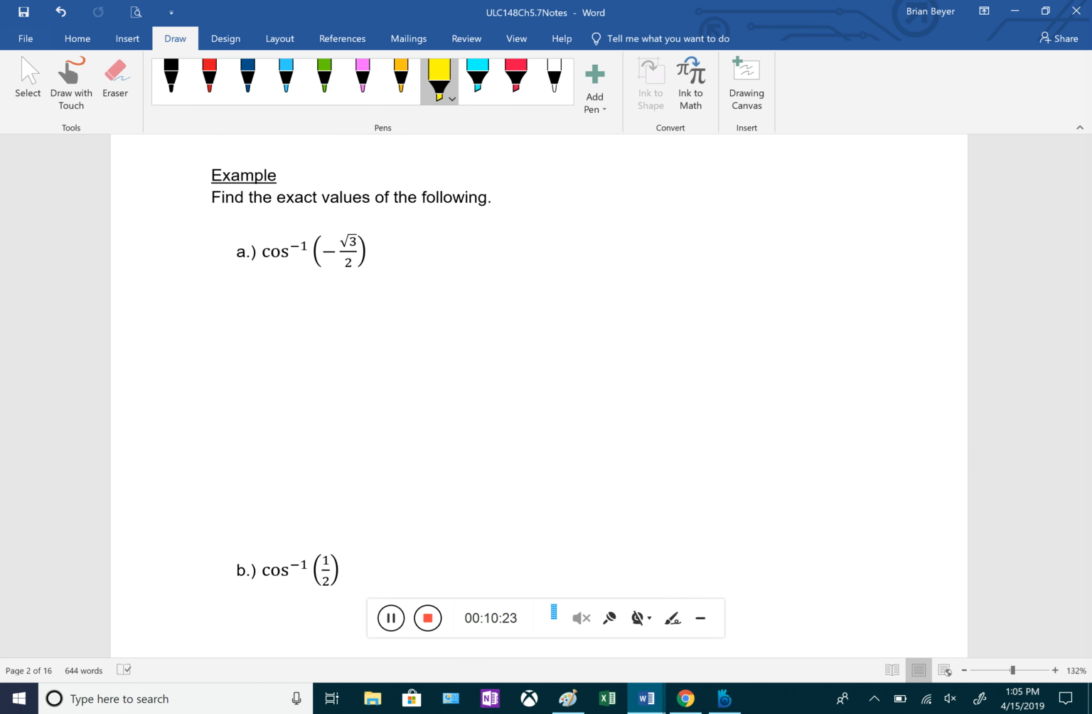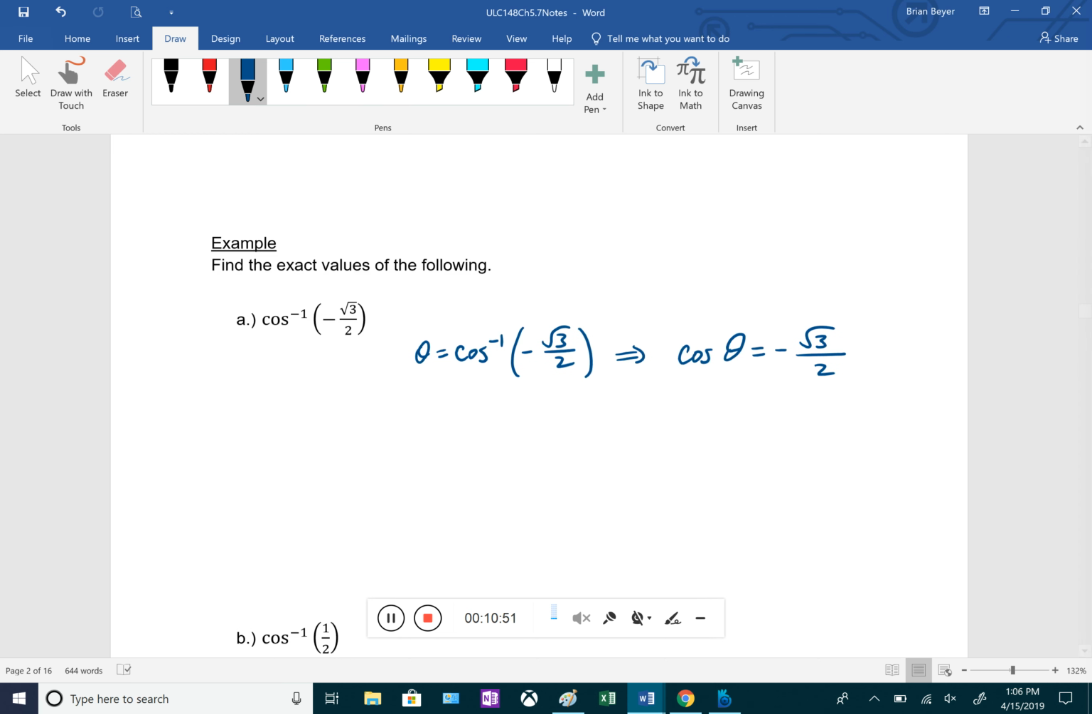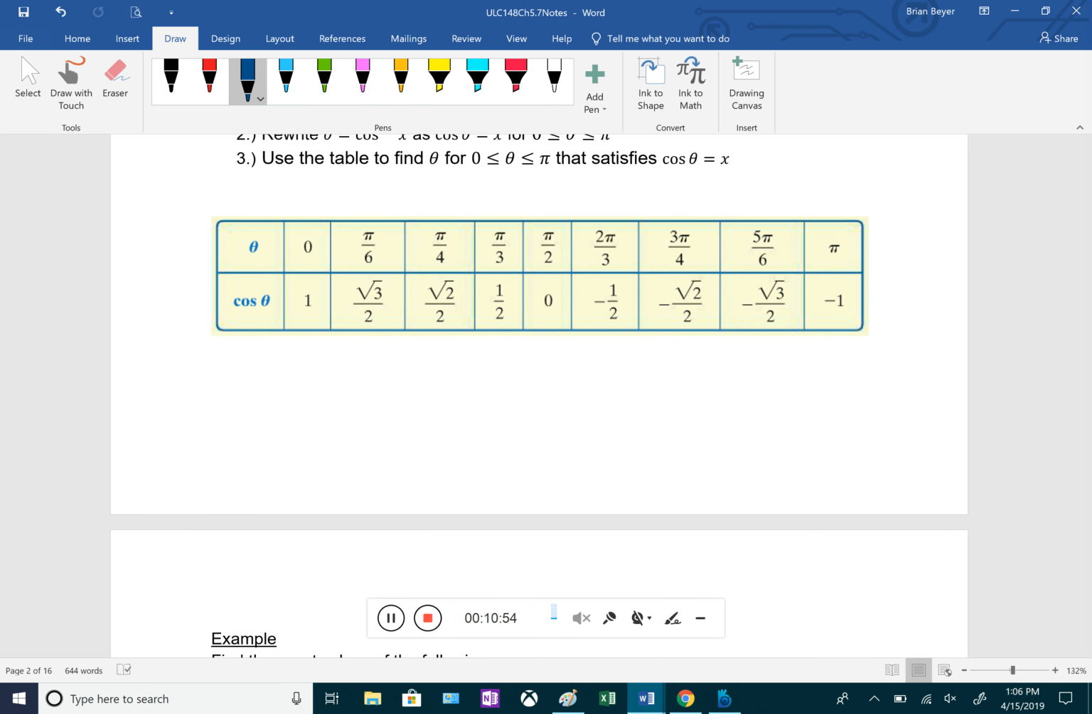Okay, first example, let's find the exact value of the following. We have cos inverse of negative radical 3 over 2. So we can set this up like this. Theta equals cosine inverse of negative radical 3 over 2. So what that means is that cosine of theta equals negative radical 3 over 2. So we should be saying to ourselves, cosine of what equals negative radical 3 over 2 on the interval 0 to pi. And taking a look at this table, negative radical 3 over 2 is right here. So the angle that gives us that is 5 pi over 6.